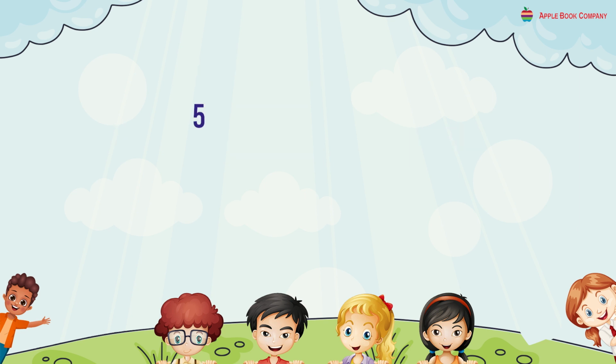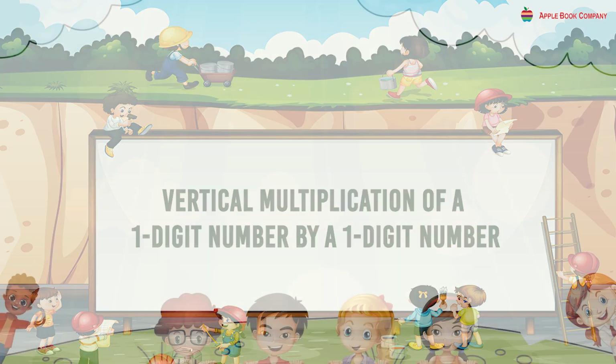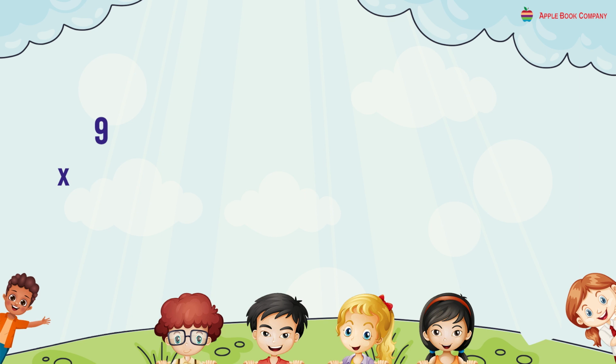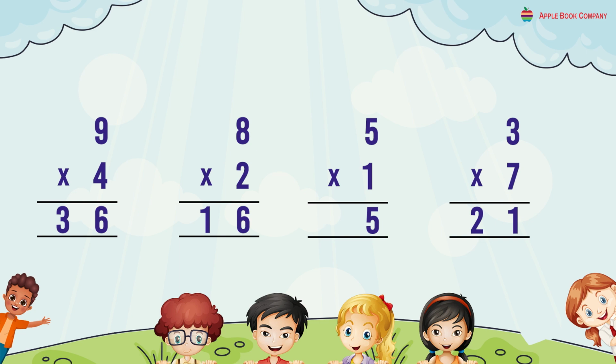What is 5 multiplied by 0? 0 is added 5 times. The answer is 0. Let's learn about the vertical multiplication of a one-digit number by a one-digit number. We know that 9 multiplied by 4 is 36. Similarly, 8 multiplied by 2 is 16, 5 multiplied by 1 is 5 and 3 multiplied by 7 is 21. This is the vertical multiplication.